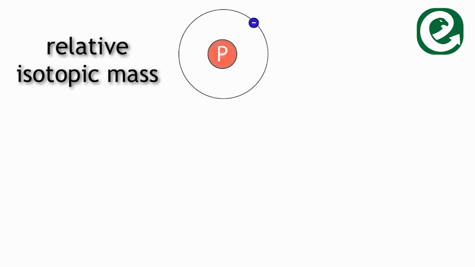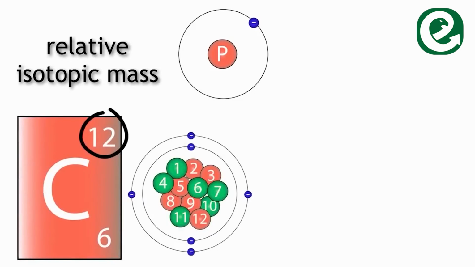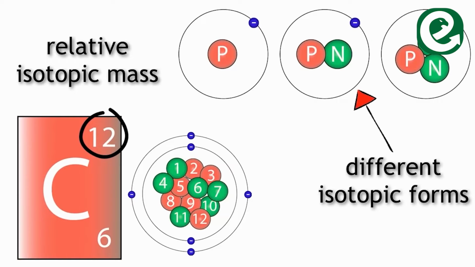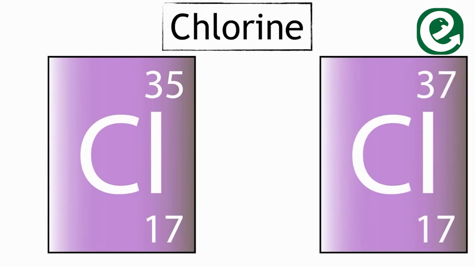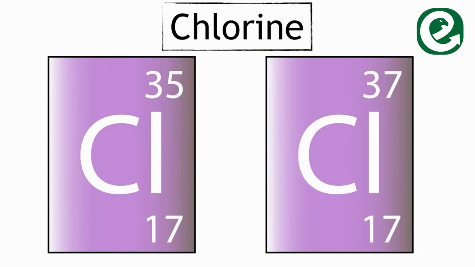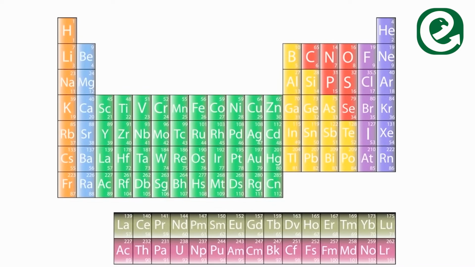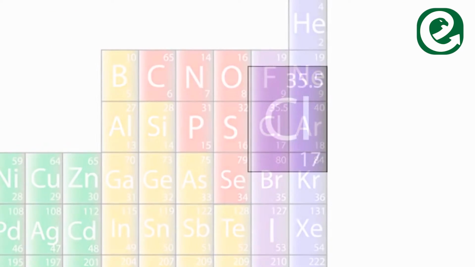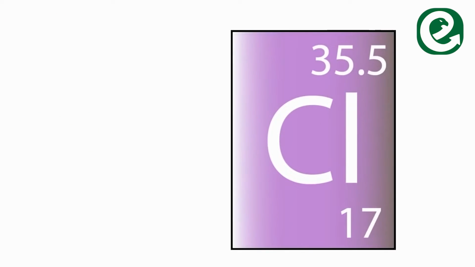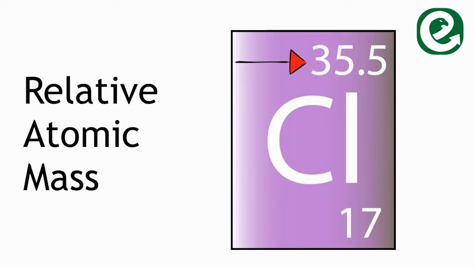Isotopic mass is the mass of an element in relation to carbon-12. The reason that this is the isotopic mass is because some elements have different isotopic forms. For example, chlorine can be found as chlorine-35 and chlorine-37. The isotopic mass is not the mass number which appears on the periodic table. The number seen on the periodic table is the relative atomic mass, or the Ar.